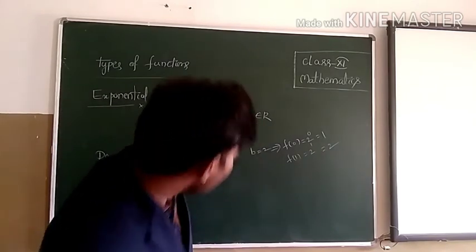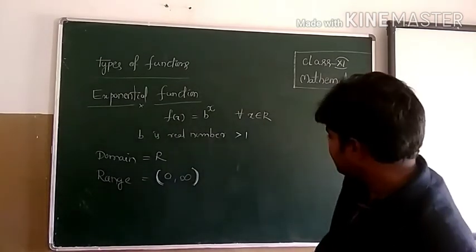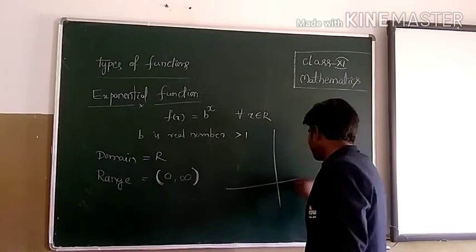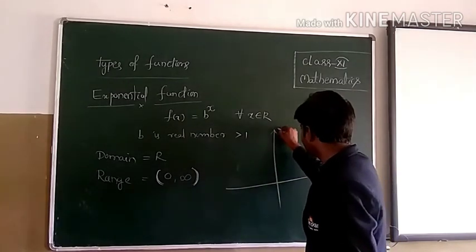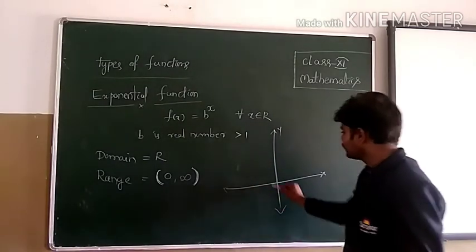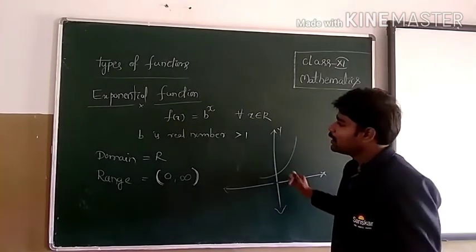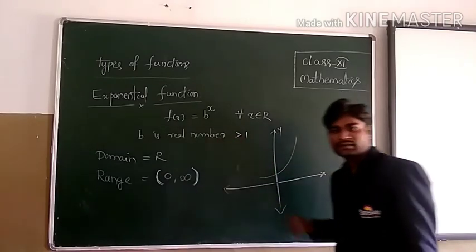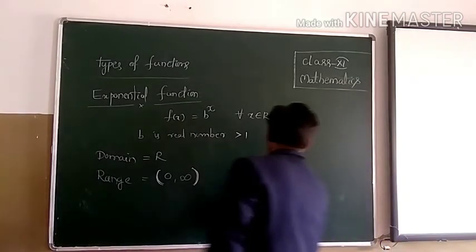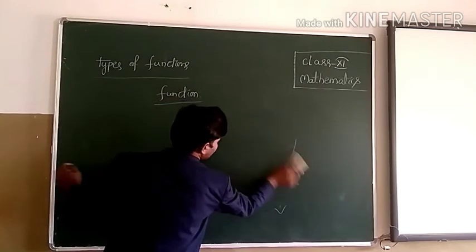Okay? Now let's see the graph of the exponential function. I am drawing just a rough graph. This is the y-axis, this is the x-axis, x and y. If you draw the graph with certain values, you will get it like this. This is the rough graph of the exponential function. Okay. Next we have one more function that is also related to this exponential function, but a little different.